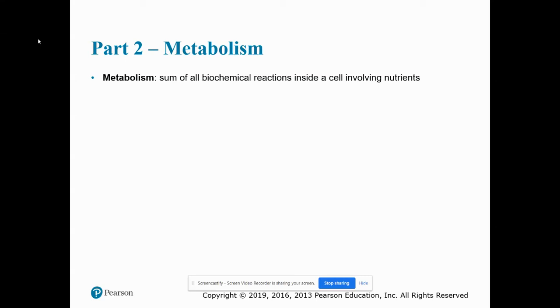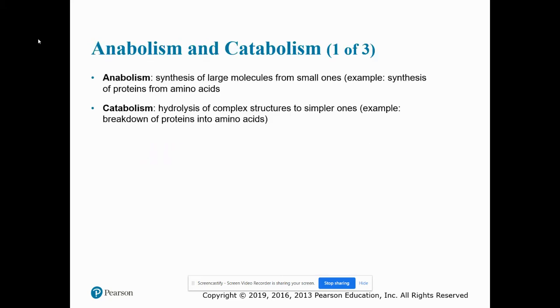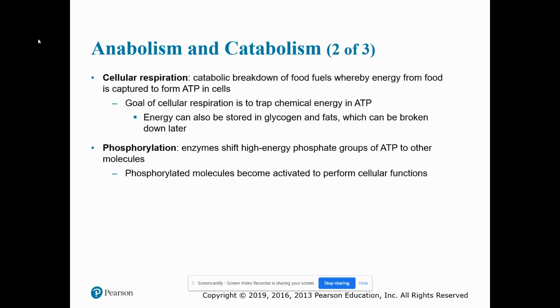We're still in chapter 24, and we're going to move into metabolism. Metabolism is the sum of all biochemical reactions inside a cell involving nutrients. We have anabolism and catabolism. Anabolism is the synthesis of large molecules from smaller ones, for example, the synthesis of proteins from amino acids. And catabolism is the hydrolysis of complex structures to simpler ones, like the breakdown of proteins into amino acids.